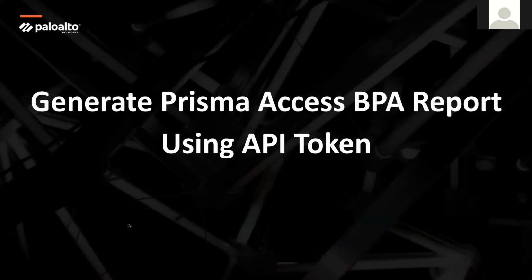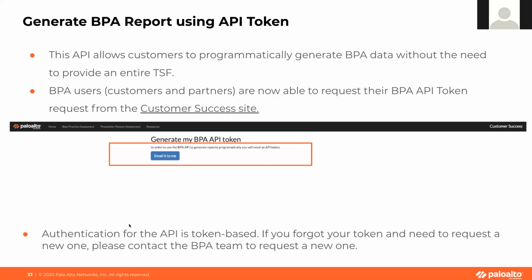Now, next one is how you can generate the Prisma Access BPA report using API token. This API allows you to programmatically generate the BPA data without the need to provide an entire TSF. BPA user like you, all the customers, they are able to request the BPA API token. For that, in order to generate that, you need to generate the API token.